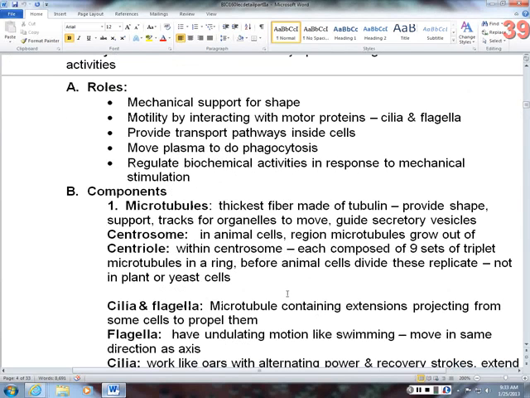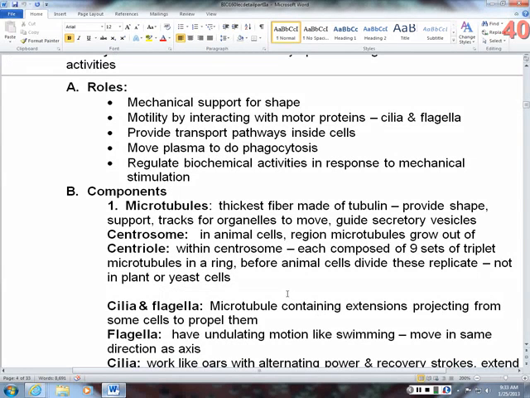These are going to be the thickest fiber. They're made of tubulin protein. They help provide shape and support, and tracks for the organelles to move. So the organelles aren't just floating around and ending up in random places. They're actually traveling on a pathway in the cell. It helps to guide secretory vesicles, so that when you want a secretion to leave the cell, you put it on a track. It's kind of like a conveyor belt that takes things away.